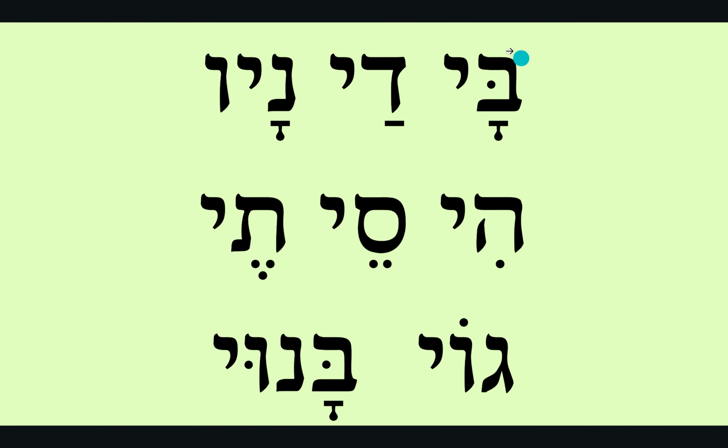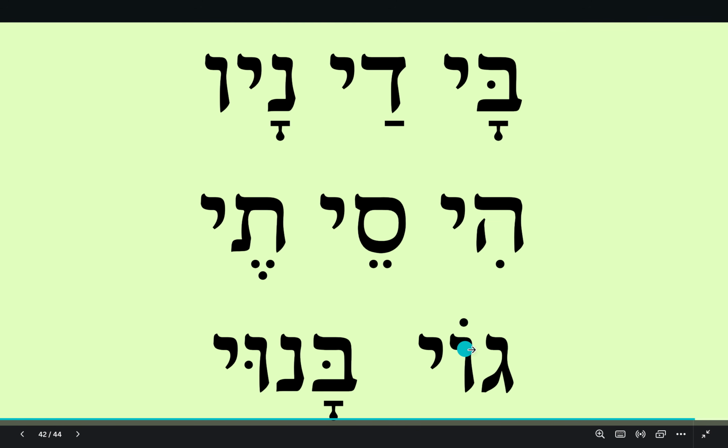Okay, let's practice. Bai, dai, nav. Remember, a little different when we have the vav at the end. Bai, dai, nav. He, say, te. And then, what's this? This is an actual word. These were just random syllables. This is an actual word. See if you can sound it out.